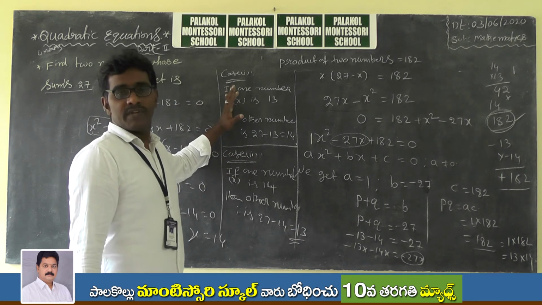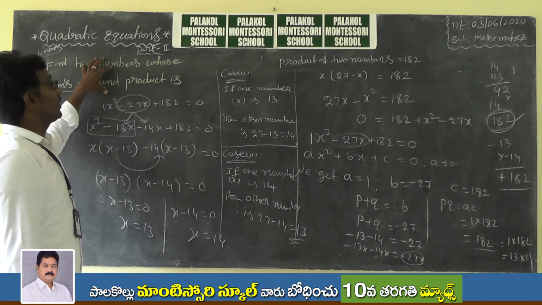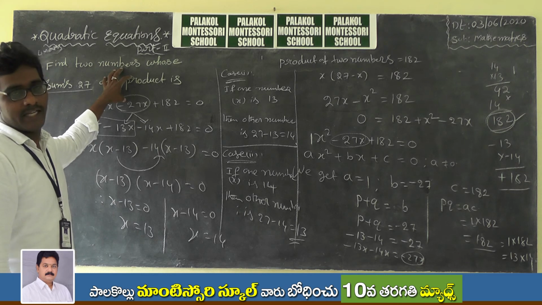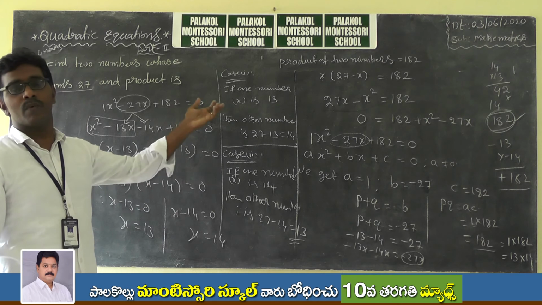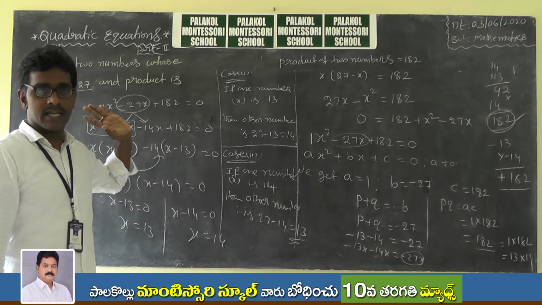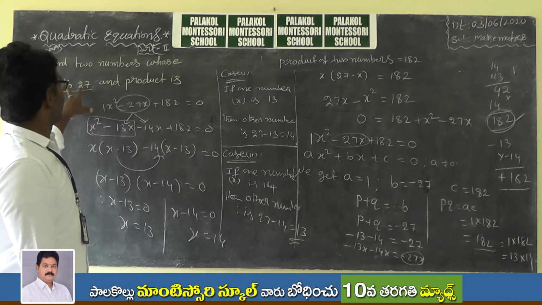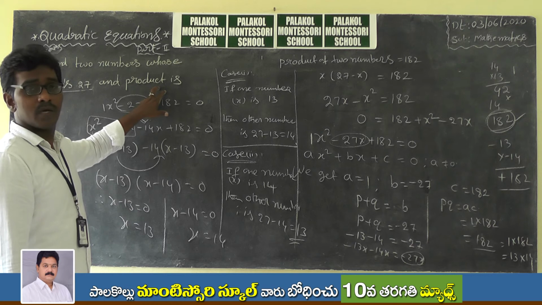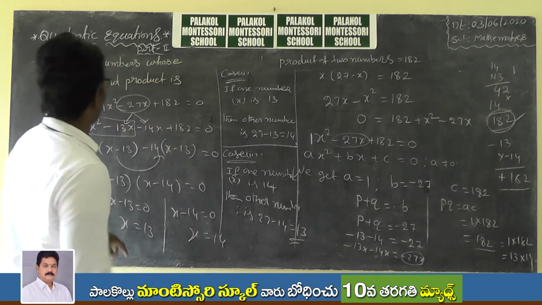So is that the finish of this sum? The question was to find the two numbers whose sum is 27 and product is 182. The numbers, one is 13, another one is 14. Just simply, 13 plus 14 is 27, the sum is correct, and the product we are getting is 182.